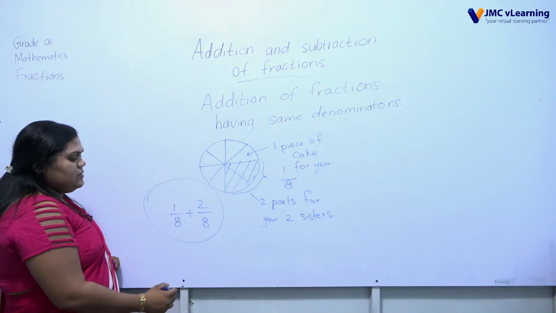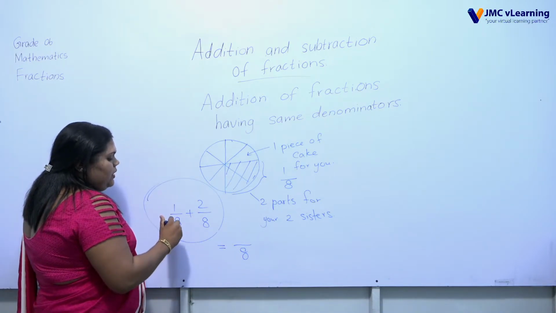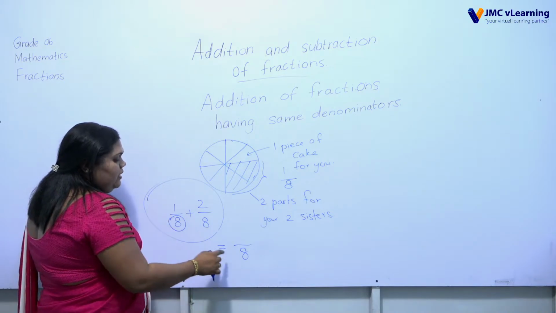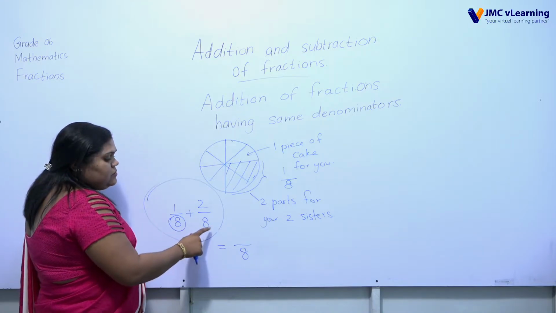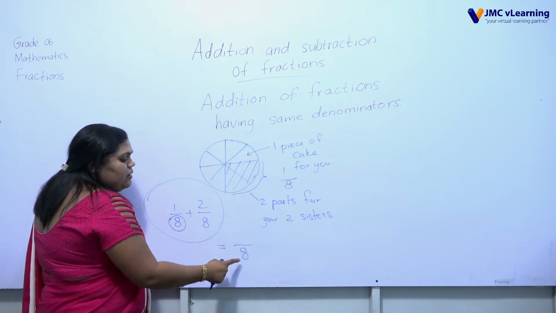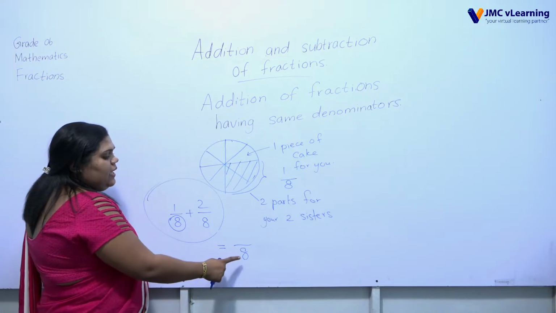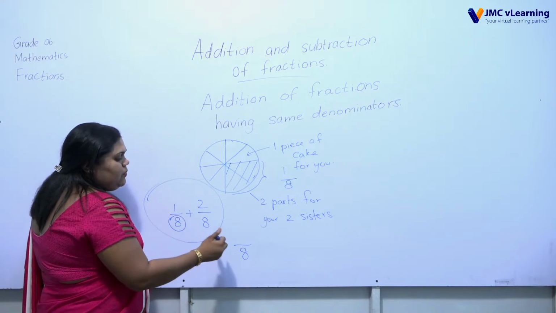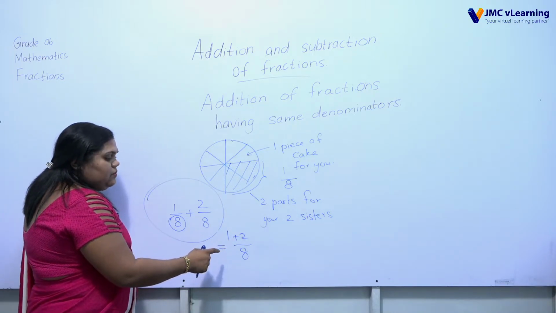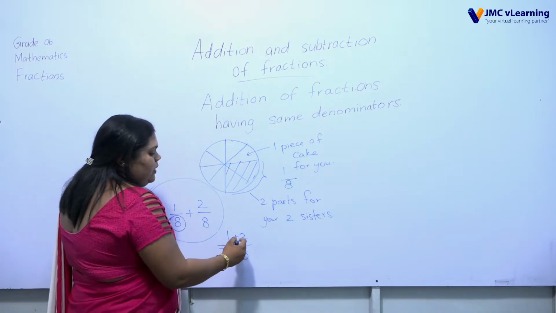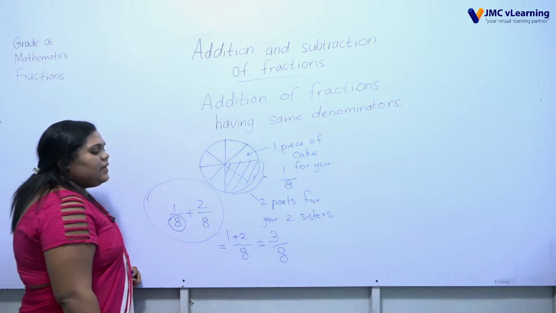So for the answer, you want to get the same denominator, because both fractions have the same denominators. So for the answer also you want to keep that denominator, 8. After that you want to add this 1 and 2 together. What is the answer? 1 plus 2 means 3. The answer is 3 out of 8.